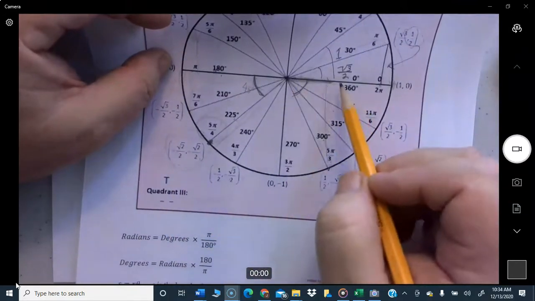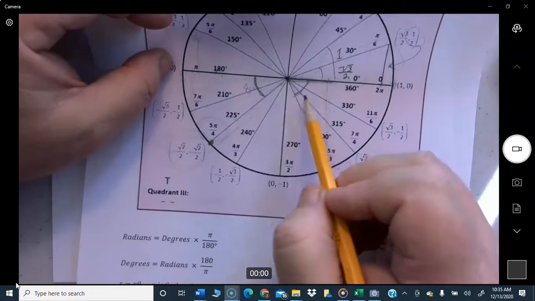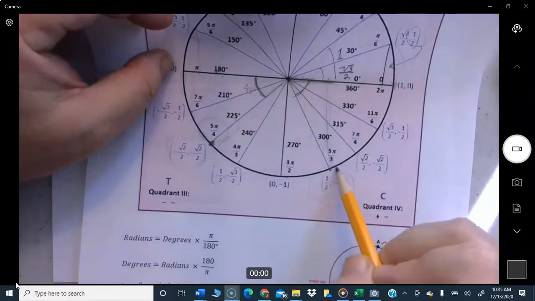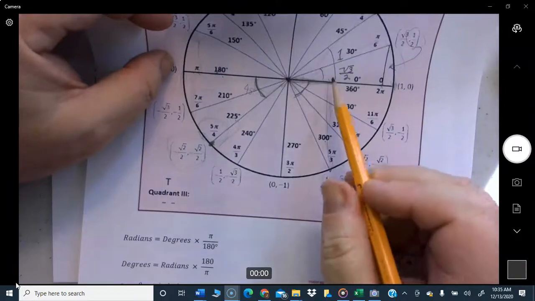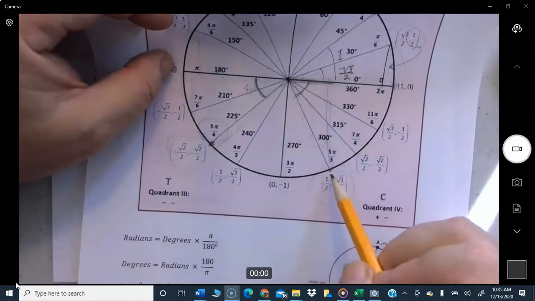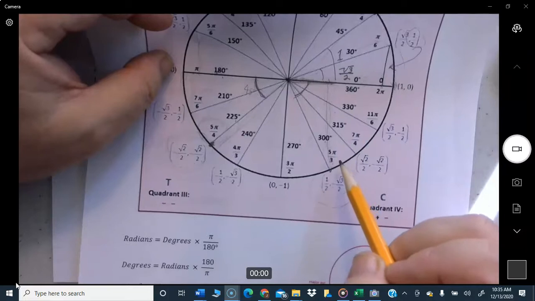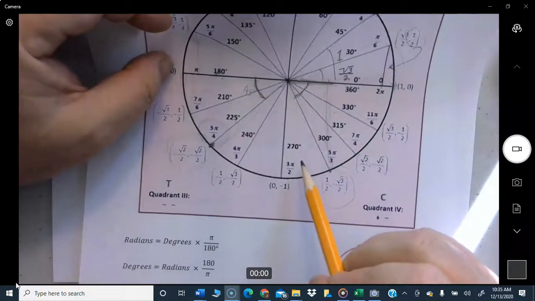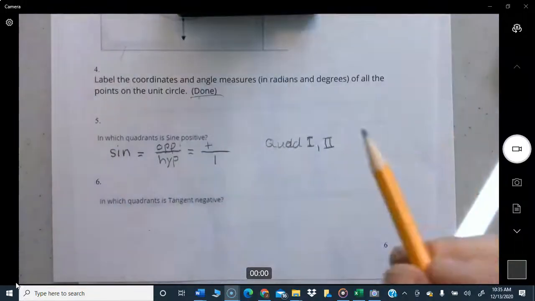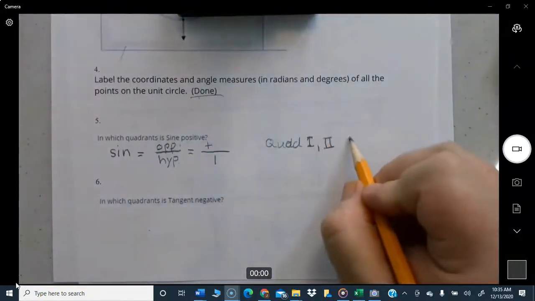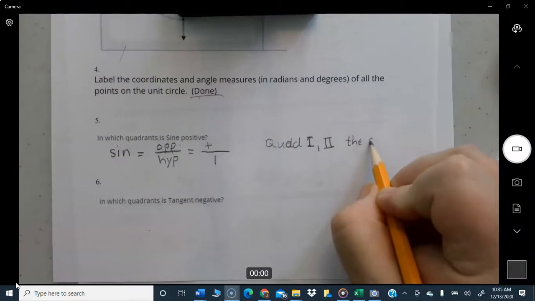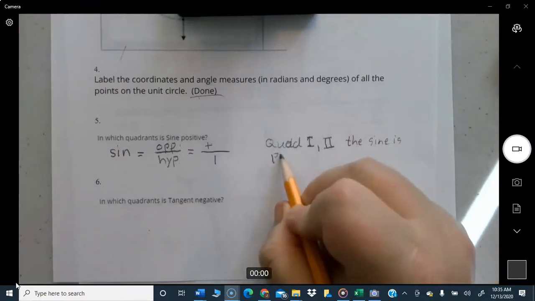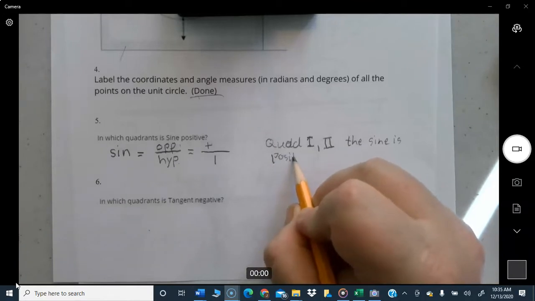Finally, over here, the opposite is going down. Again, we did this triangle right here, and it's going down. So the opposite is that second number right there. It's this side right here. That's negative over positive 1, which is also negative. So the sine, opposite over hypotenuse, is not going to be positive. So the answer is quad 1 and 2. The sine is positive. That's your final answer. 1 and 2.